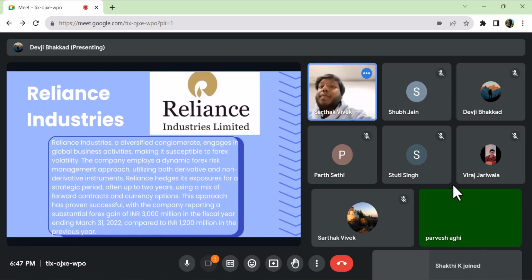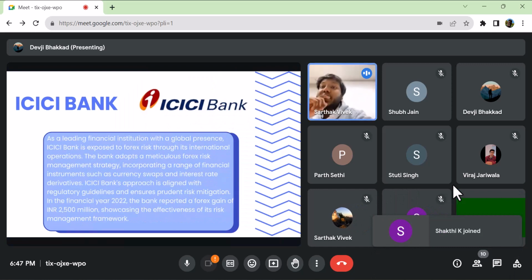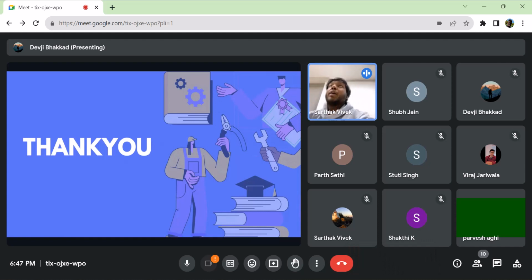Next slide, please. How many slides are left now? So last slide. This is the last slide. ICICI Bank also hedged, and it gained a forex gain of 2,500 million rupees, showcasing the effectiveness. So, sir, the inference out of all this is that Reliance was able to capitalize its forex gain because it had various entities working on it. So this is the way we presented, and my future prediction for this is that the forex gain for Adani by next year will be much greater than any of the Indian companies on board. Thank you so much, sir.